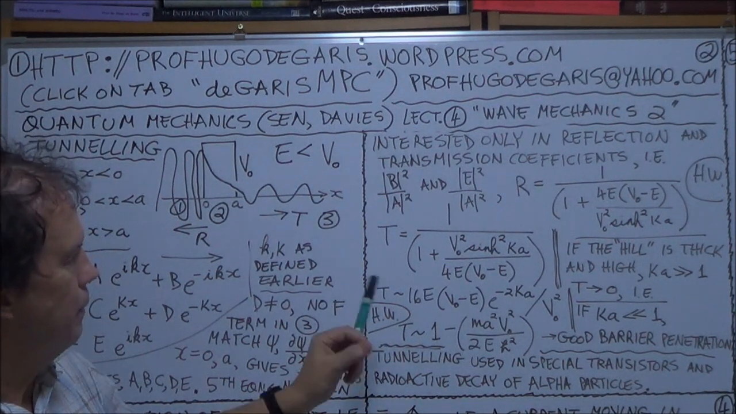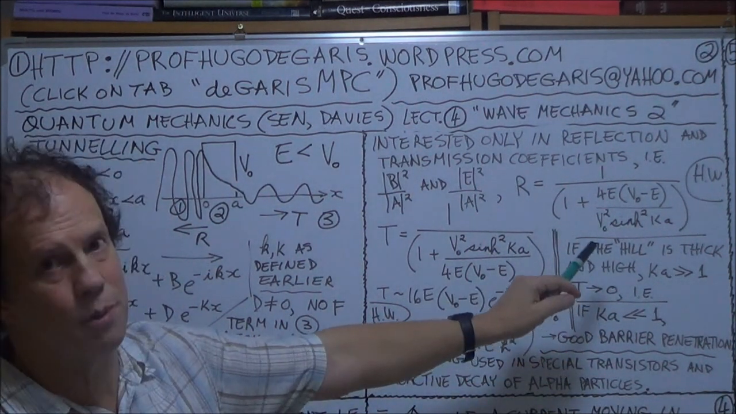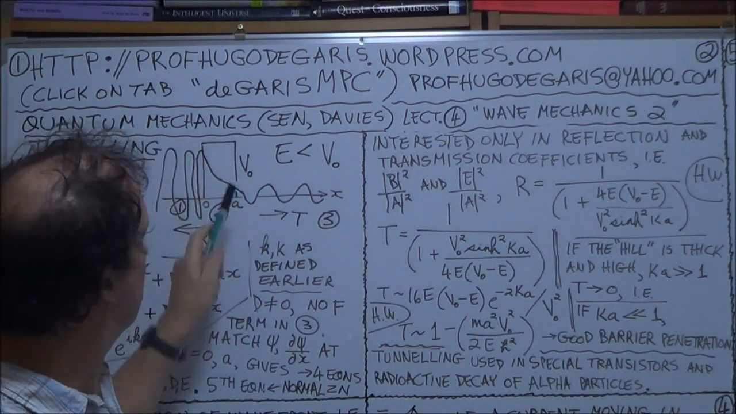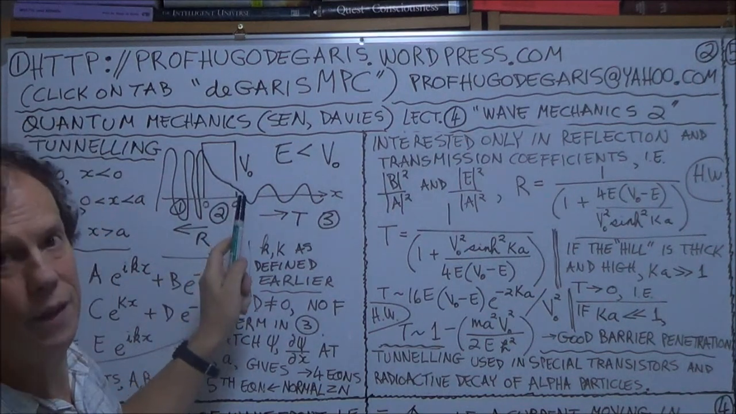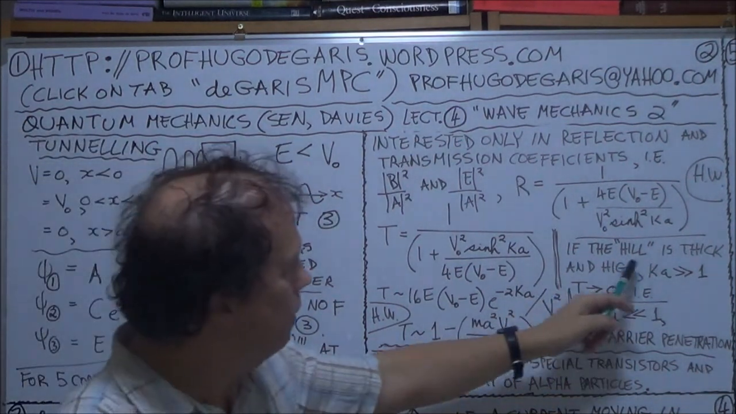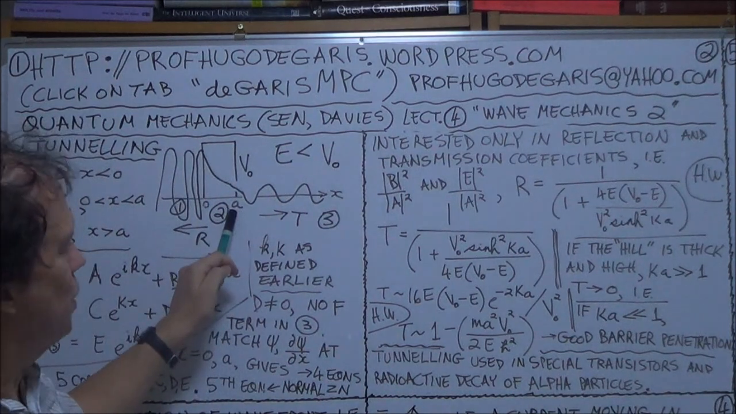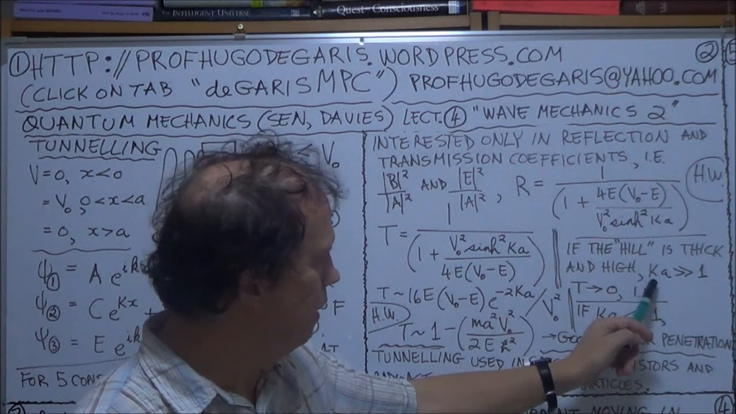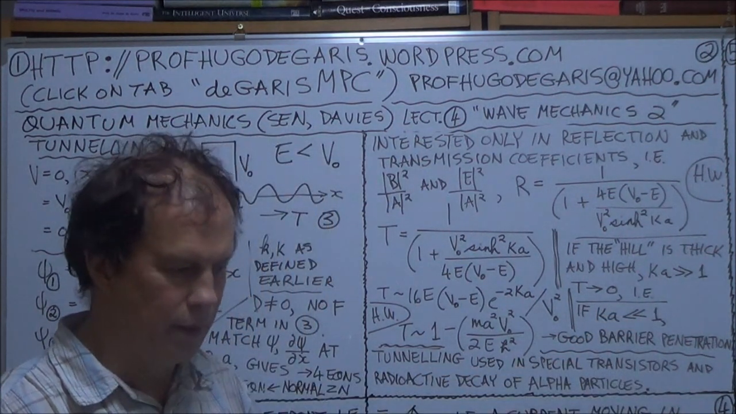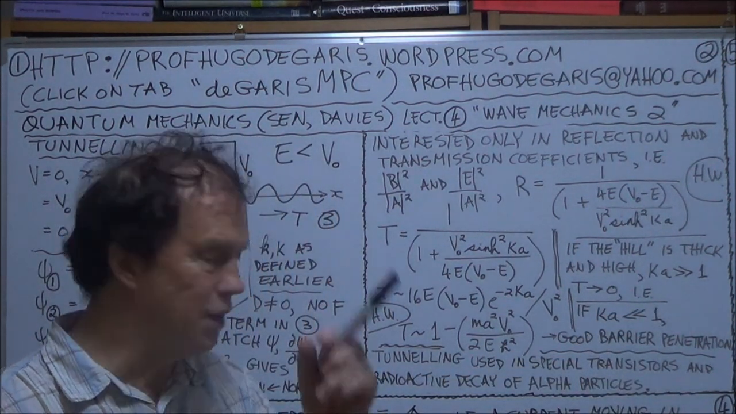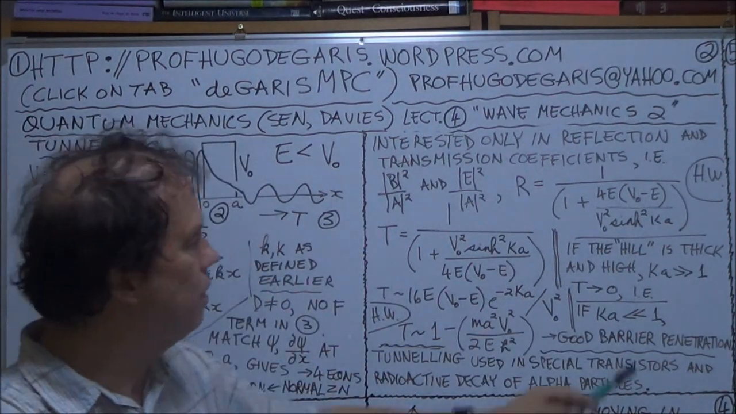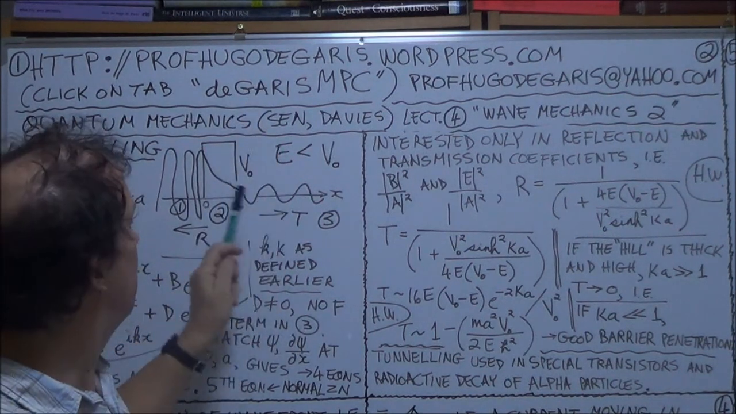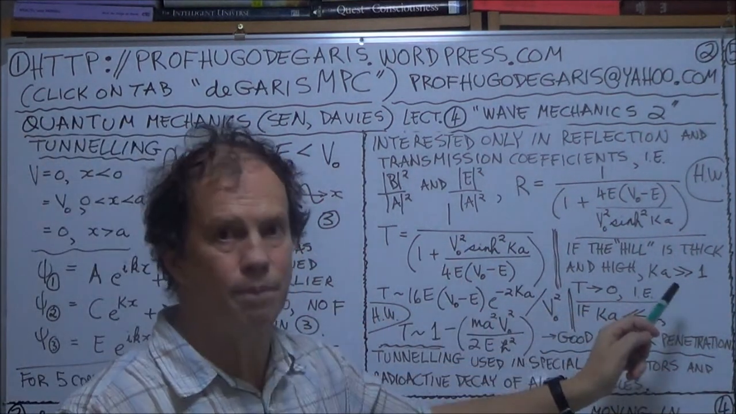Now partly it's just common sense, but if the hill, this barrier here, of height V0 and width little a, if this hill is thick, in other words little a is quite large, then Ka, big K, that's a term that involves V0. So if V0 is high, and a is quite wide, then K.